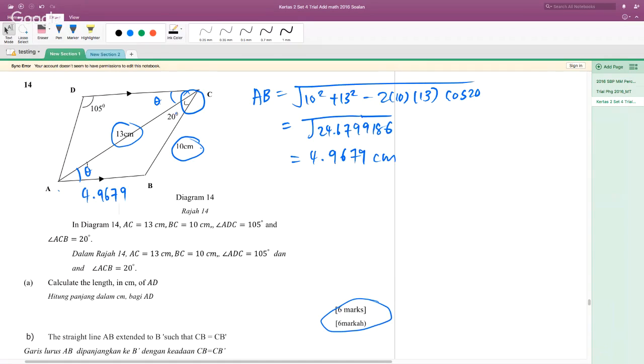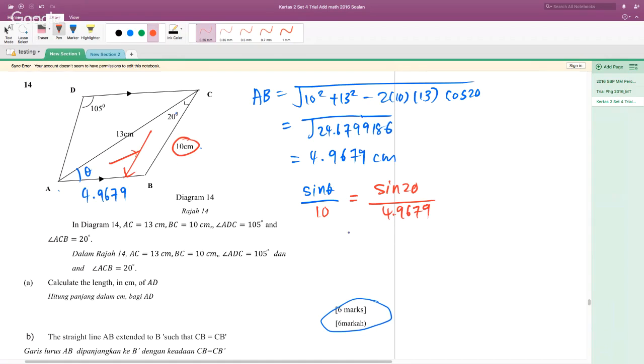Then I want to find this angle, angle A here. So I will use the sine rule: sine of the angle over the opposite length, which is 10, equals sine 20 over 4.9679. Then I can find the angle easily. I use sine 20 over 4.9679, multiply with 10, moving the 10 to the other side. Then I do shift sine of the answer, and I get 43.51 degrees. Since this angle is in parallel, I know here is the same thing, 43.51. The question asks me to find AD, so can I use the cos rule?